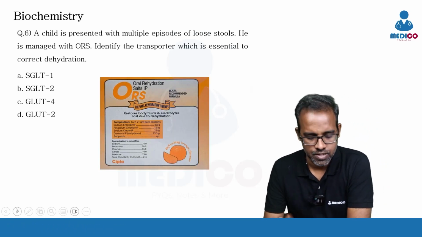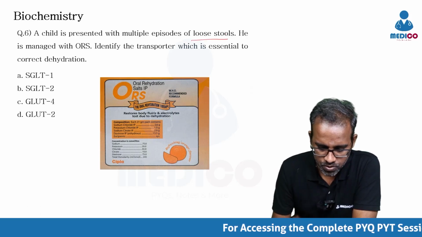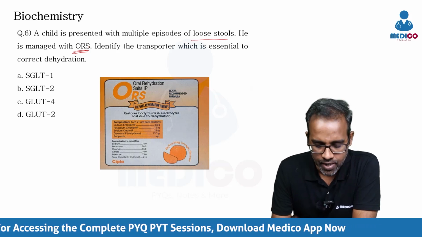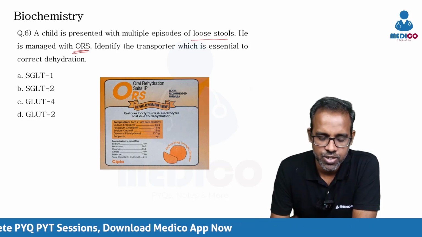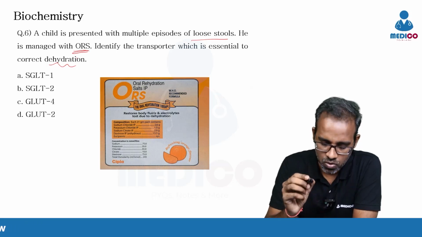Okay, let's go to this question. A child is presented with multiple episodes of loose stools and he is managed with ORS. Identify the transporter which is essential for correcting dehydration with the help of ORS.